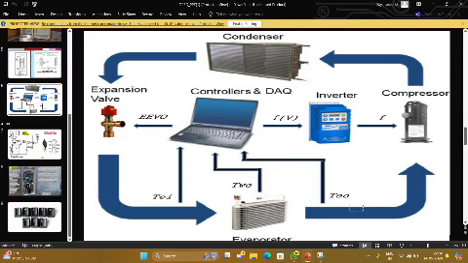Next, we have the same thing, but with clear pictures. This is how the condenser looks like, and the compressor is a machine type. Then we have this evaporator, then the expansion valve, and all these controllers and inverters are present.